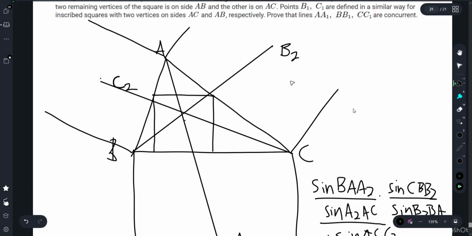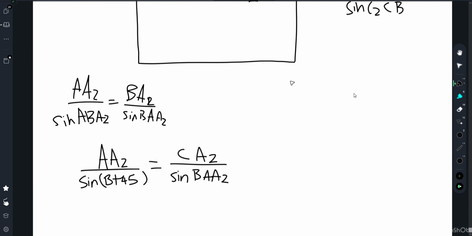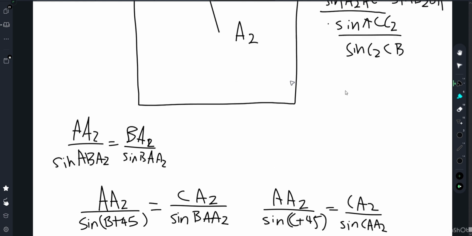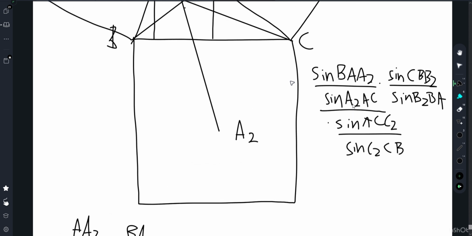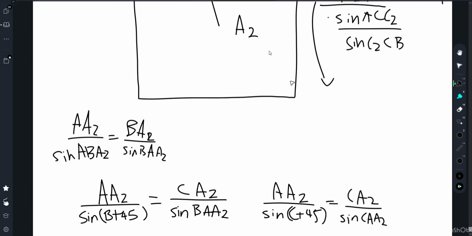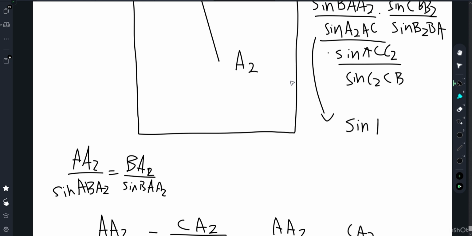Now, similarly, let's do law of sines on triangle ACA2. So we get AA2 over sine C plus 45 is equal to CA2 over sine CAA2. So we get that sine BAA2 over sine A2AC is just equal to sine B plus 45 over sine C plus 45.